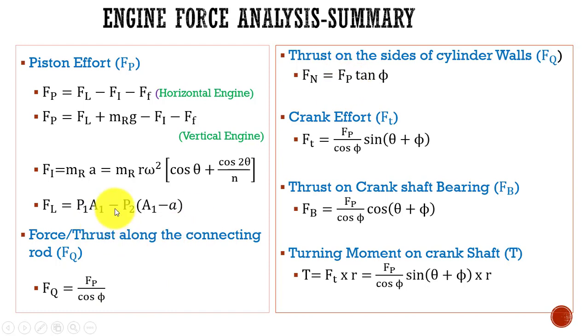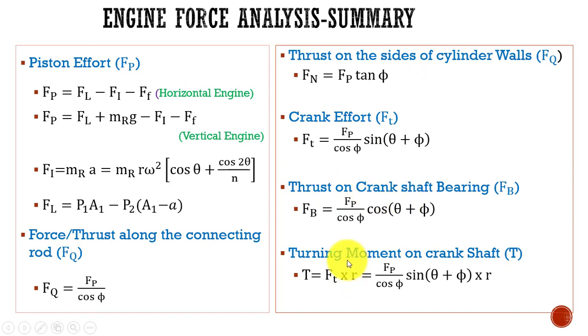So we must find out this piston effort initially, then we can substitute that value in the subsequent formulas to find out the thrust on the side of the cylinder walls, crank effort, thrust on the crankshaft bearing, as well as turning moment.